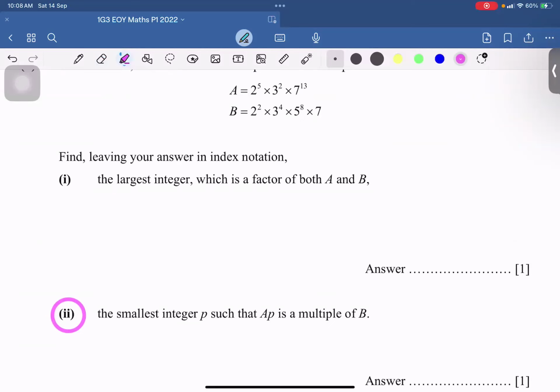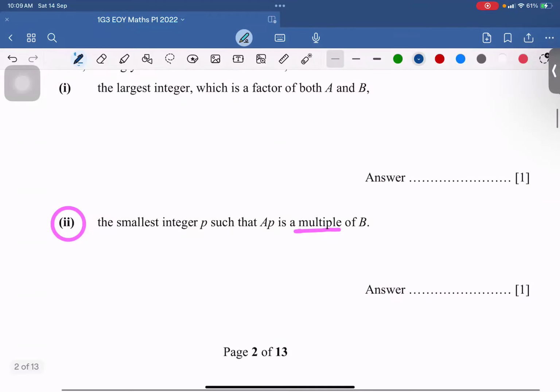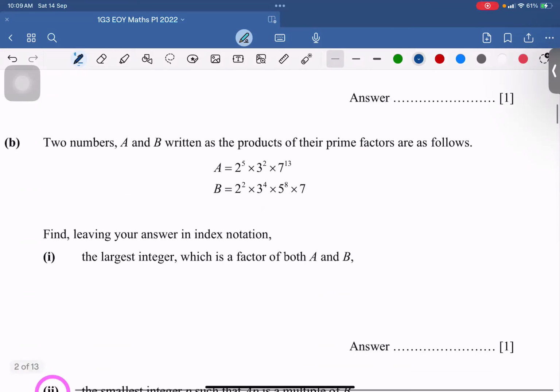Find the smallest integer p such that a times p is a multiple of b. Now, there are 2 types of method over here. I should show you the longer method first, and then we do the observation, the shortcut method. First method, method number 1, is to find the LCM. They want a multiple, right? So find the LCM. The LCM will be equal to a times p, right? Then how do we find the LCM? For the LCM, we take a look at this too.